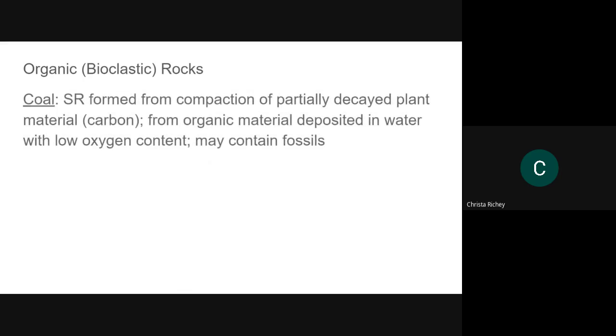All right, bioplastic, or the organic things that came from living things. We talked about coal specifically. There are 4 types. There's the anthracite, that's the hard stuff. There's the bituminous, which is the softer charcoal. There's the subbituminous, and then there's the lignite. Those are the 4 major types.